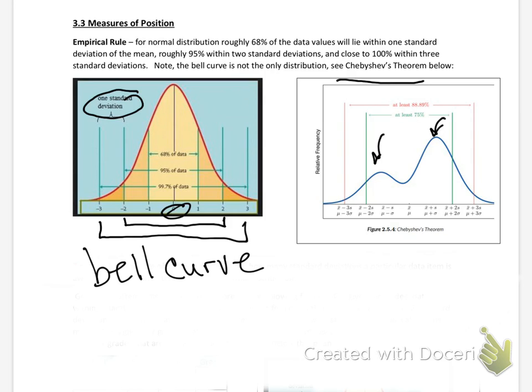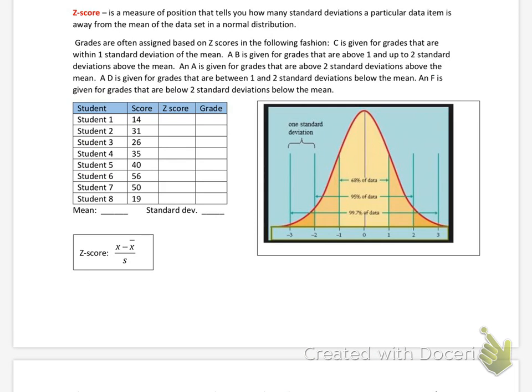All right, we're going to use a bell curve for lots of our work, and we're going to tie the bell curve into a z-score, which is very important for stats, and we're going to talk about that on the next page. Okay, the z-score is a measure of position that tells you how many standard deviations a particular data item is away from the mean of the data, assuming that your set is normally distributed. All right, so that is key. It has to be normally distributed.